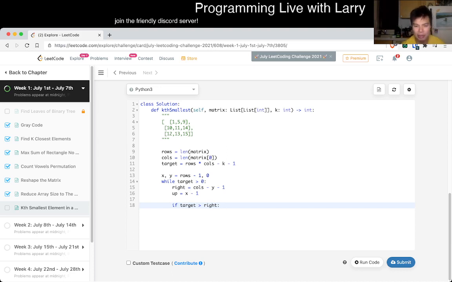Well, okay, let me go the other way. If the right is greater than target, then if the number is greater than or equal to target, meaning that, for example, if target is 0 and right has more than 0 numbers, then we should go to the right. So then now here we go, y increment by 1. We continue. Yeah, because we don't eliminate any numbers.